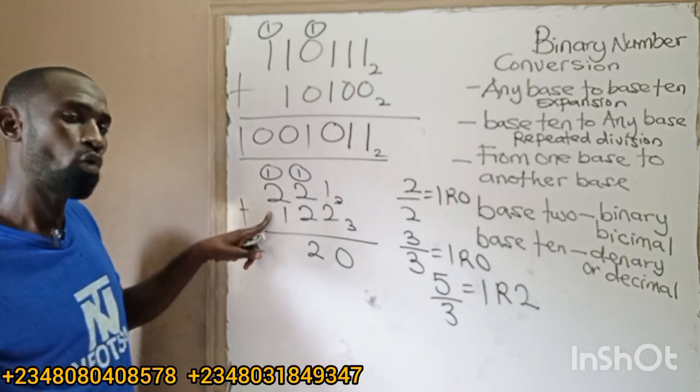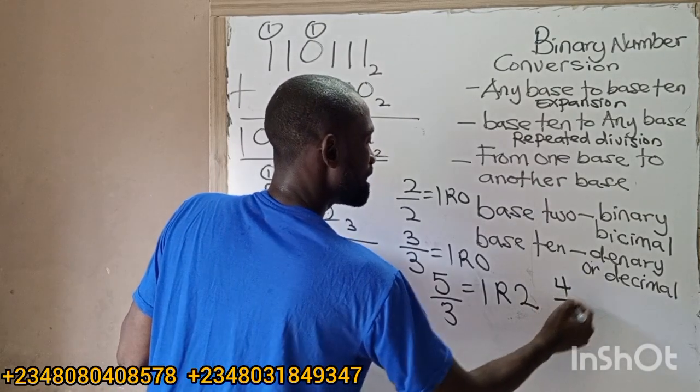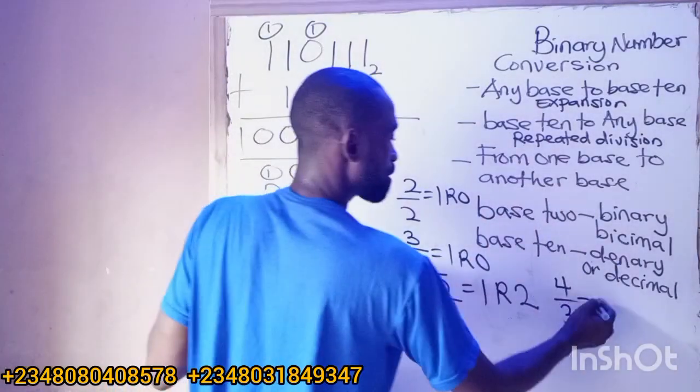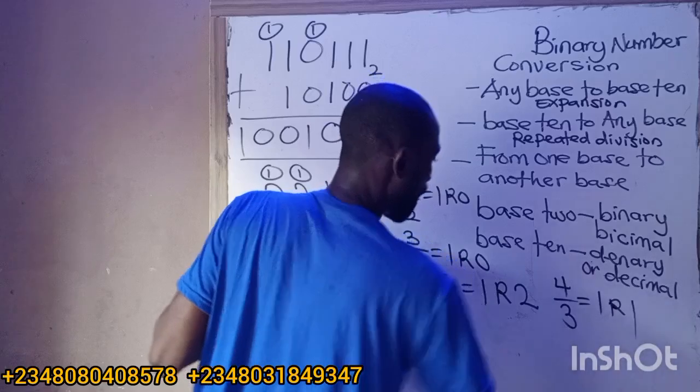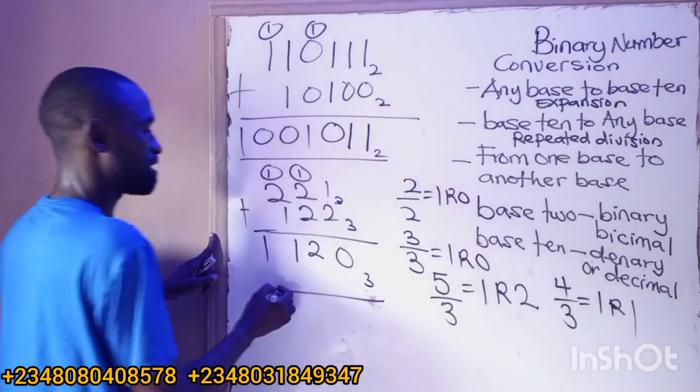1 plus 1 is 2, 2 plus 1 is 4. I cannot see 4 in base 3. I will divide my result, 4, by the base. This will be what now? 1 remainder 1. Now I have 1 and 1. So our answer is what? In base 3. Are you with me?